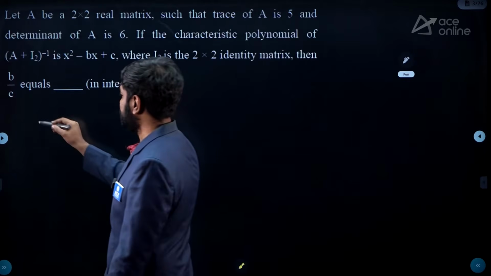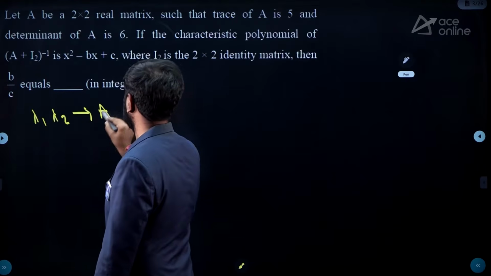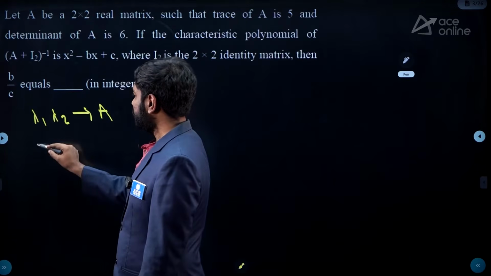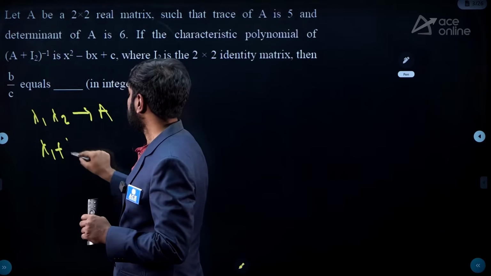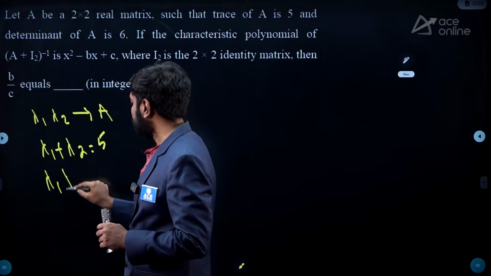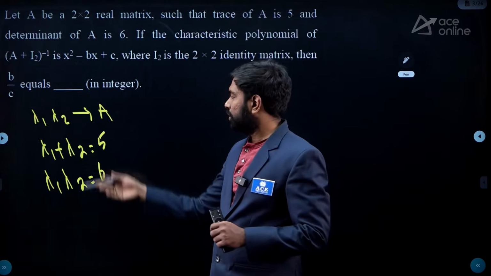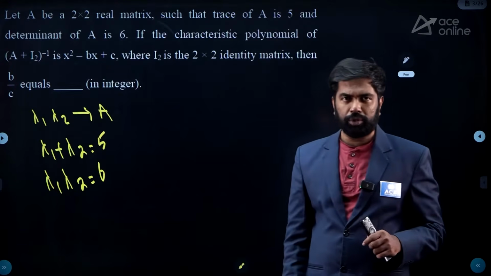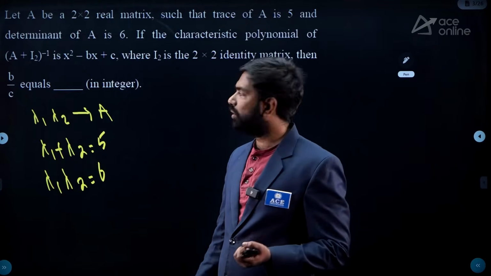Let's start like this. Lambda 1, lambda 2 be the eigenvalues of A. According to the problem, trace of A is 5, which means the sum of the eigenvalues is 5. The product of the eigenvalues equals the determinant, and the determinant is given as 6. So we have equation 1, equation 2 as reference. The question is about A plus I2 and then whole inverse.